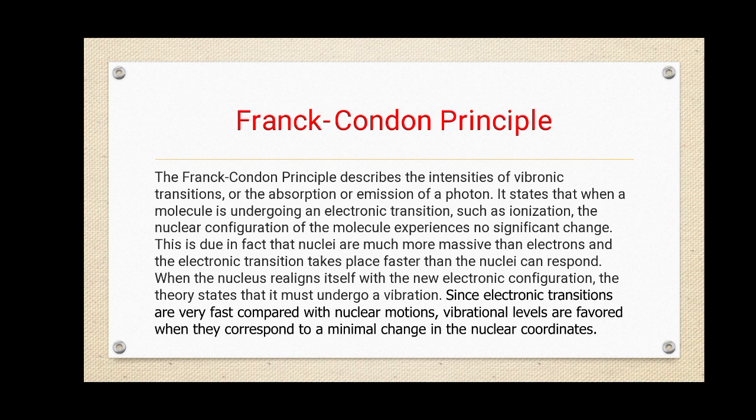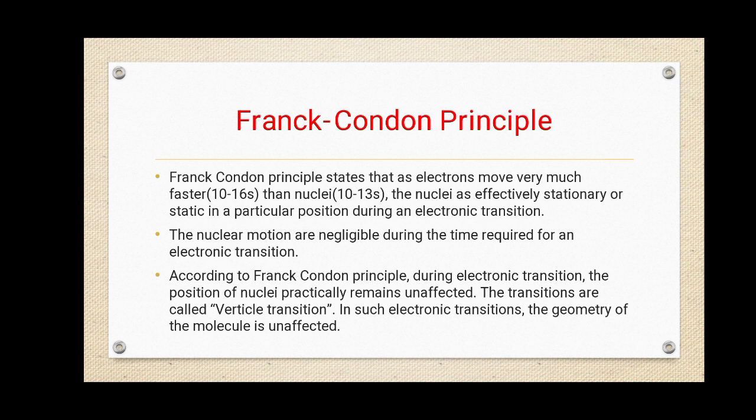When the nucleus realigns itself with the new electronic configuration, the theory states that it must undergo a vibration. Since electronic transitions are very fast compared with nuclear motions, vibrational levels are favored when they correspond to a minimal change in the nuclear coordinates. These are some of the important points of the Franck-Condon principle, and we have some more supporting points.